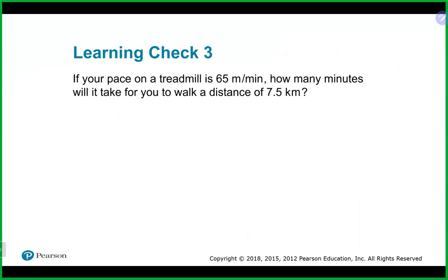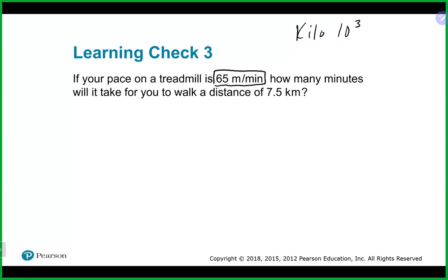All right. Your pace on the treadmill is 65 meters per minute. How many minutes will it take you to walk a distance of 7.5 kilometers? Give it a go. See what you come up with here. Set it up, dimensional analysis, think about what you need. I see kilo, right? Which is 10 to the 3, which is 1,000.